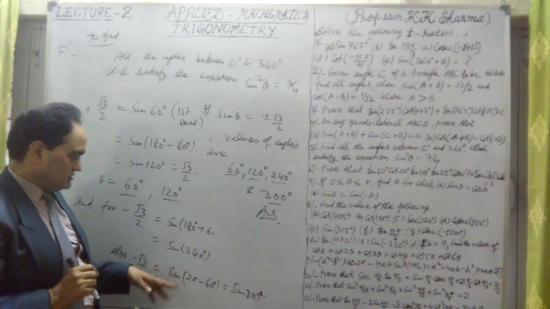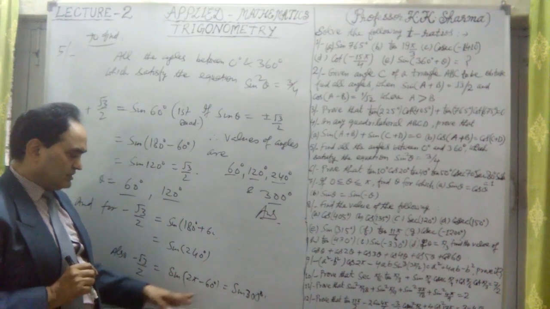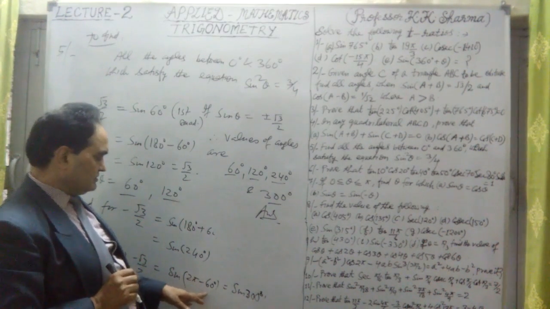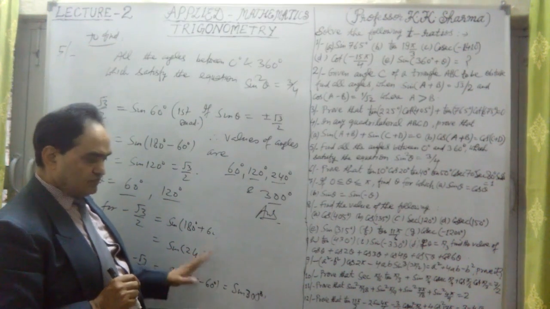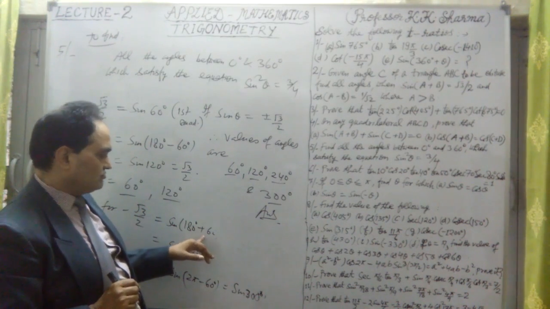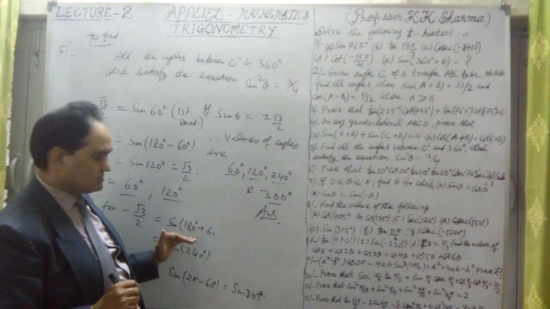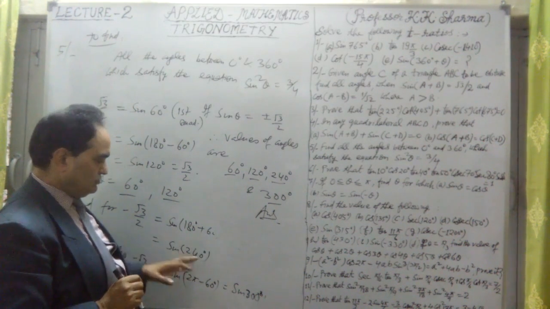180 plus theta, or 360 degree minus theta, that means sine 60 degree. This is also sine 60 degree, but in this case it is minus sine 60 degree, it is negative. In the fourth quadrant it is negative, and in the third quadrant also it is negative. And 180 plus theta means lying in the third quadrant. This is equal to minus sine 60 degree. Minus sine 60 is minus root 3 by 2.